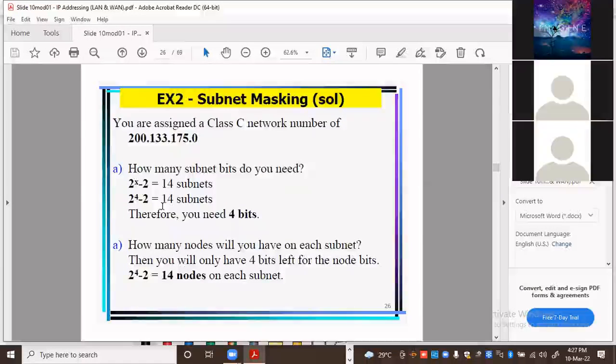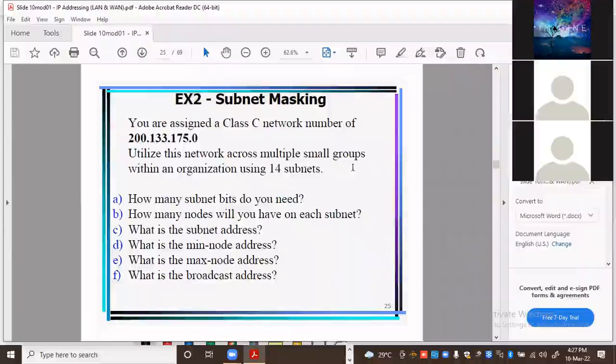And when you do the calculation, you notice that 2 raised to the power 4, what is 2 raised to the power 4, by the way? 16, right? 16 minus 2 is 14. So technically, the bits used for the subnet is 4. So 4 bits corresponds to the 14 subnets that you're going to need to address your multiple small groups within an organization, to set up your network across that small organization.